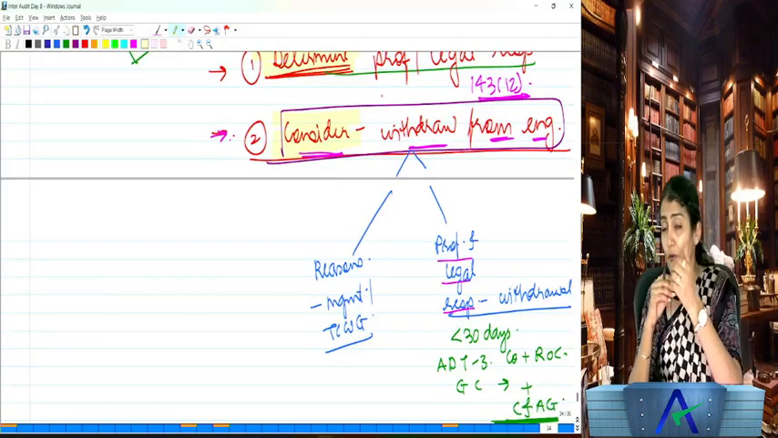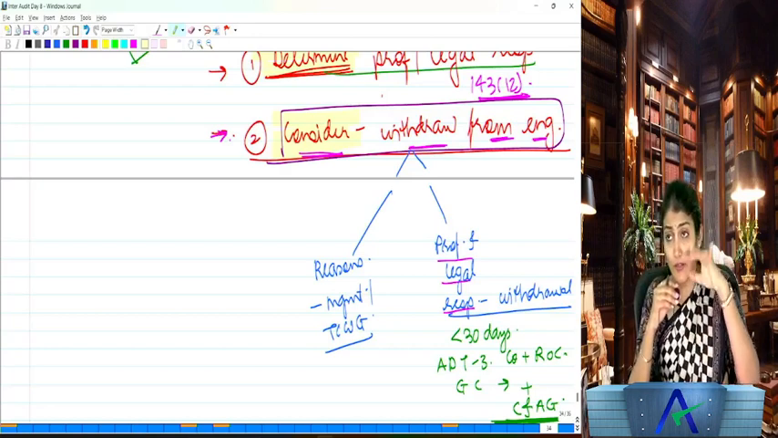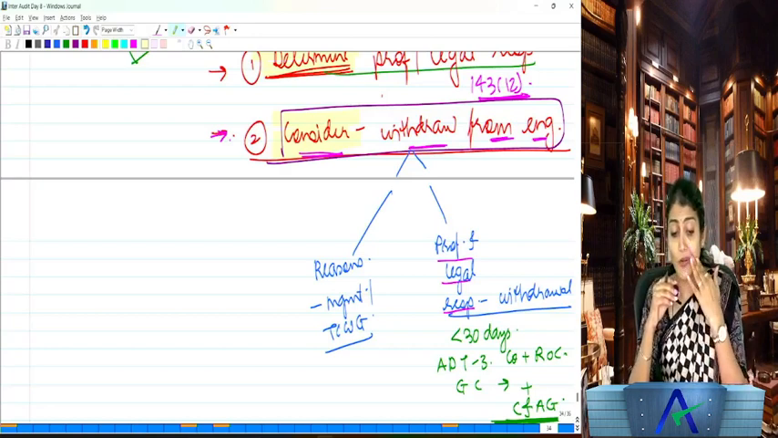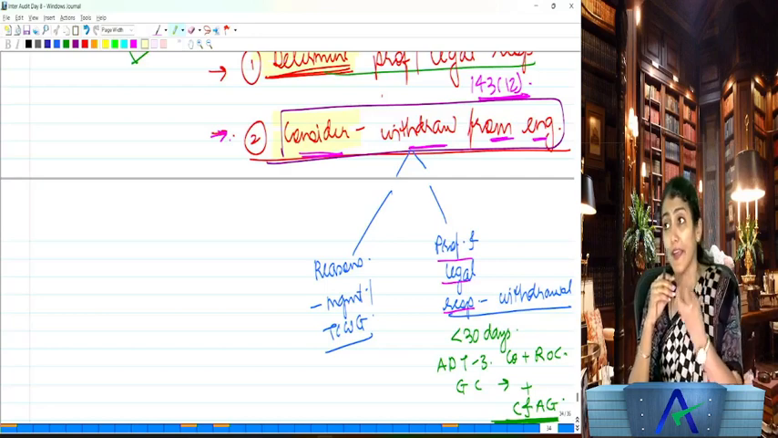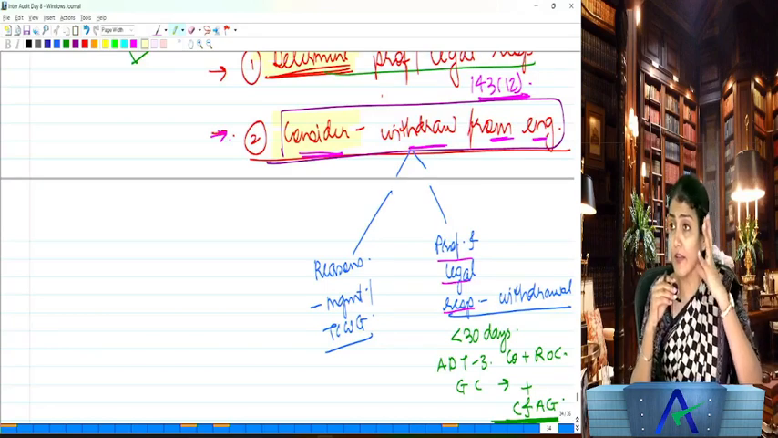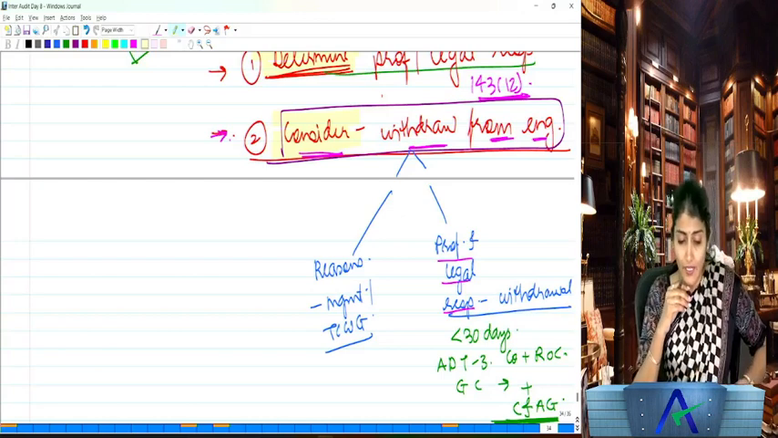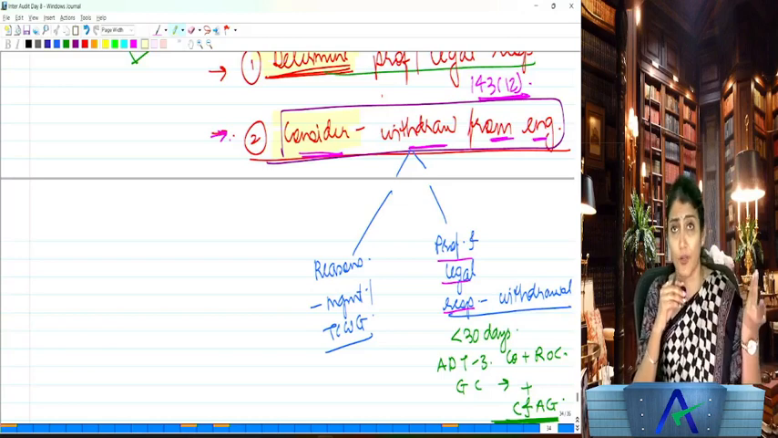Okay, so what have we discussed in the chapter on fraud so far? One, we have discussed the detection of fraud and error: is it the duty of the auditor? Then after that, what did we discuss? The auditor is unable to continue the engagement. If there is any fraud or suspected fraud, the auditor is unable to continue the engagement. Now let's come to the definition of fraud.